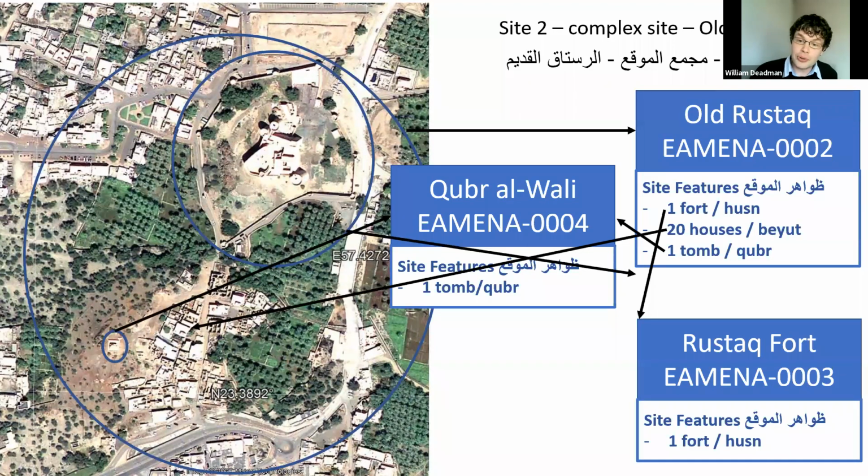Again, how we choose to record it is entirely flexible. Here I've chosen to split it into 3 different heritage places. So Old Rustak as a whole for the whole of the site, a separate one for the fort, and then a separate one for the monumental tomb. But you could record it in any number of ways.